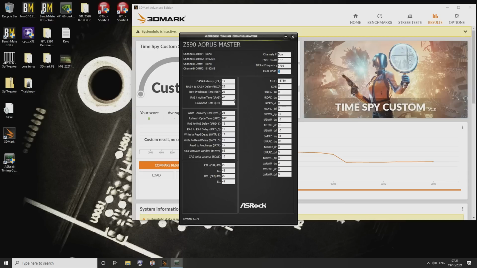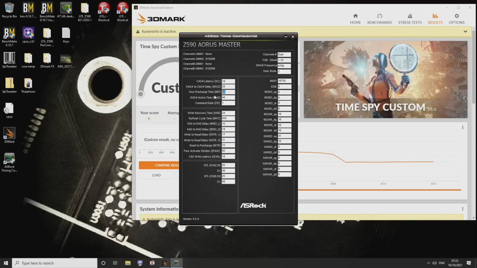The real problem is our subtimings. It's not even the TRCD or TRP, because you have to think about all of your timings being measured in clock cycles. So everything is relative to the speed of the memory. Cast latency 19 at 2666 is a very different latency from cast latency 19 at 4800. Now, going from 2666 to 4800 is an 80% increase in speed, right?